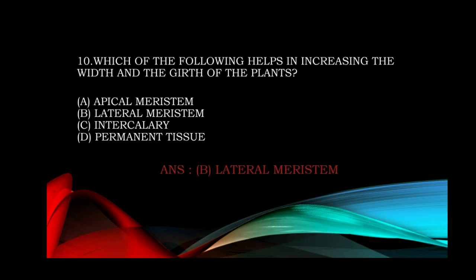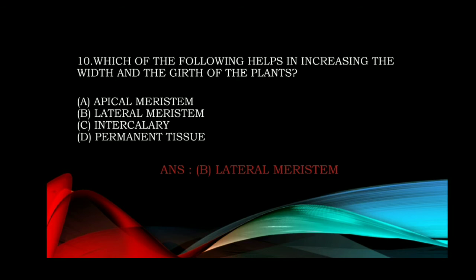Question number 10. Which of the following helps in increasing the width and the girth of the plants? Options A, apical meristem, B, lateral meristem, C, intercalary meristem and D, permanent tissue. Correct option is option B, lateral meristem, right?